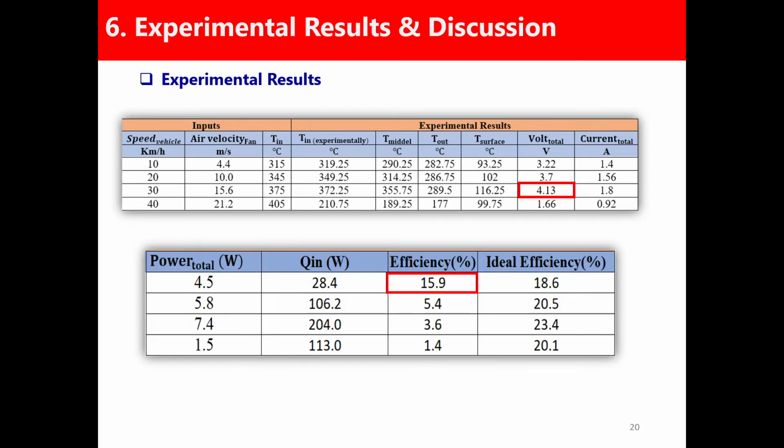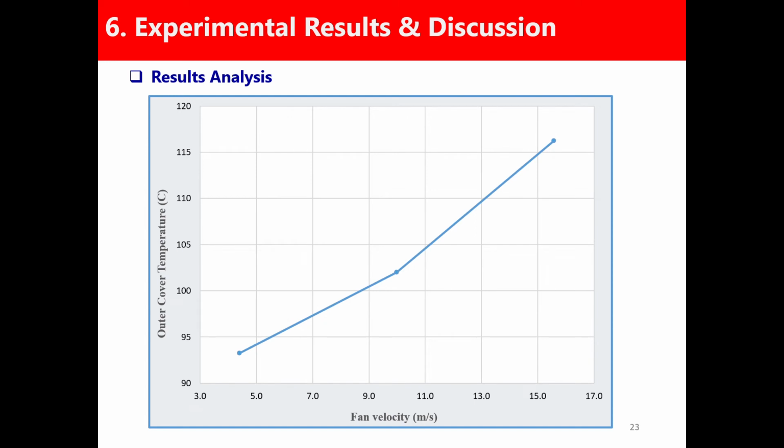After conducting the experiment and recording the results, we found that at 30 km per hour, the surface temperature reached 116 degrees Celsius, which enabled the thermoelectric generators to generate 4.13 volts. Then we did some calculations to find the total power and the amount of heat losses through the exhaust. The system efficiency reached 15.9%. Results analysis. We construct a number of charts to show the relation between different parameters in the system.